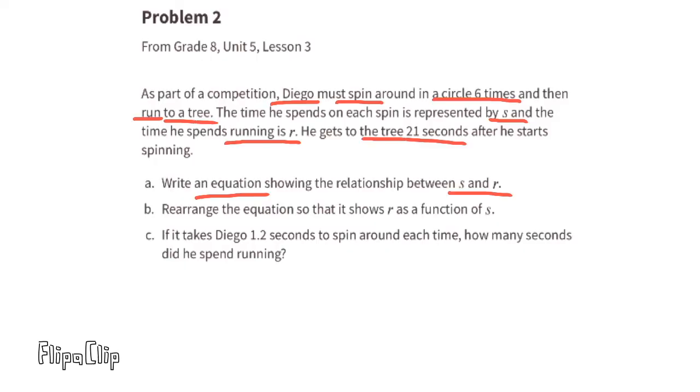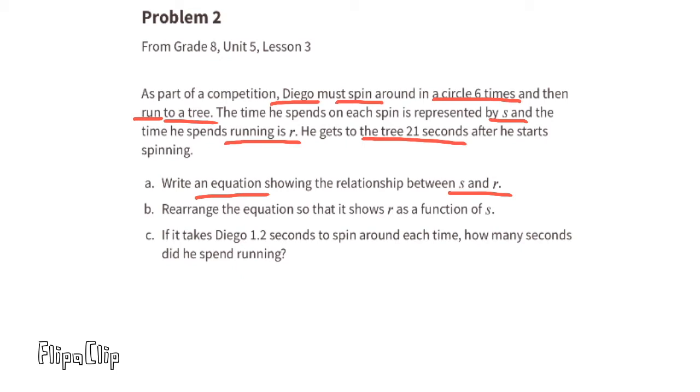Problem number 2, from 8th grade, Unit 5, Lesson 3. As part of a competition, Diego must spin around in a circle 6 times, and then run to a tree. The time he spends on each spin is represented by S, and the time he spends running is R. He gets to the tree in 21 seconds after he starts spinning.